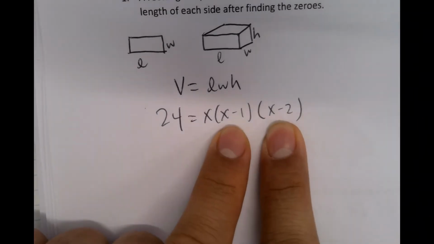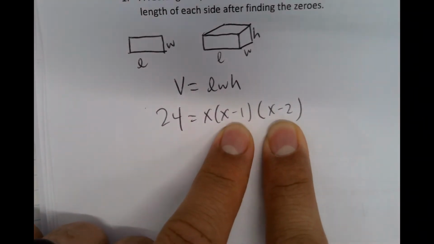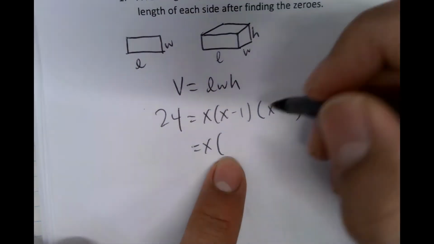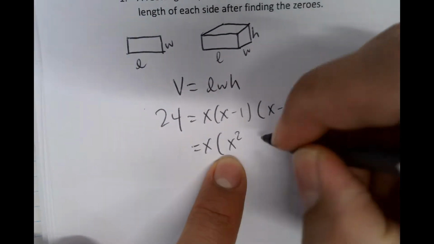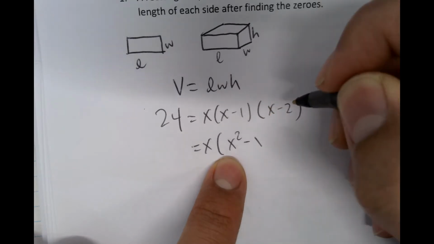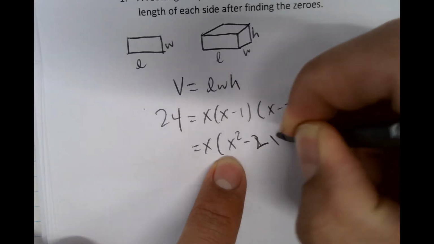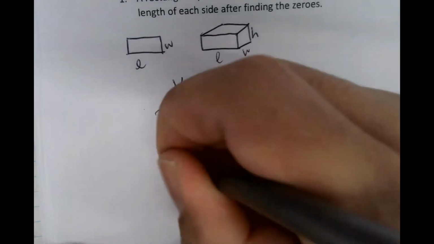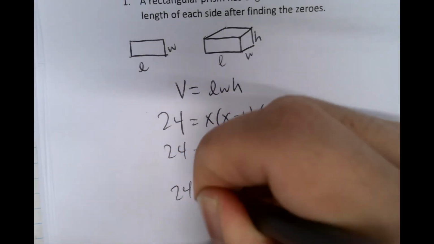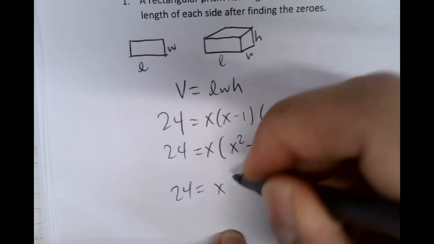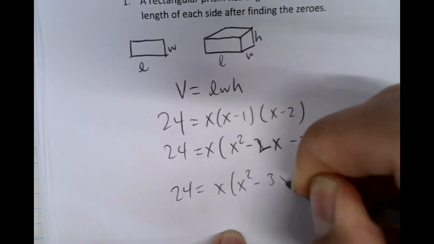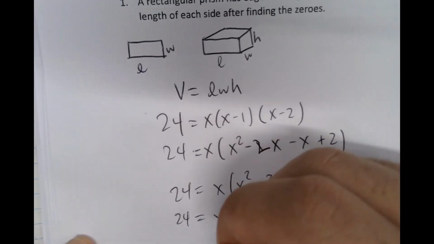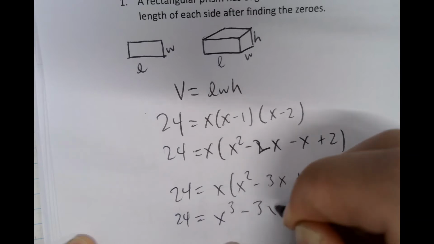What I would do is I would distribute x minus 1 times x minus 2 first, and then multiply the x afterwards. So x times x is x squared. We have minus 2x. And then we have minus x plus 2 equals 24. 24 equals x times x squared minus 3x plus 2. If you skip some steps, that's totally fine. I'm just trying to show you what's happening here.